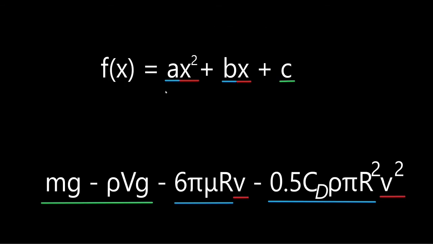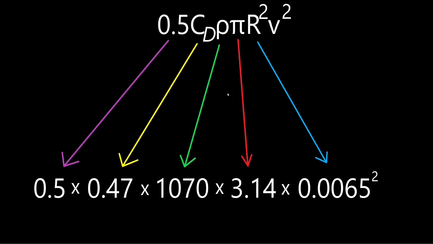And last but not least, the A times x squared. This is the force caused by drag. It is 0.5 times the drag coefficient. In our case, it's a sphere, so it's around 0.5 or 0.47, times the density of the fluid, which in our case is 1070 kilograms per cubic meter, times pi, which is around 3.14, times the radius of our sphere, which is 0.0065 to the power of 2.